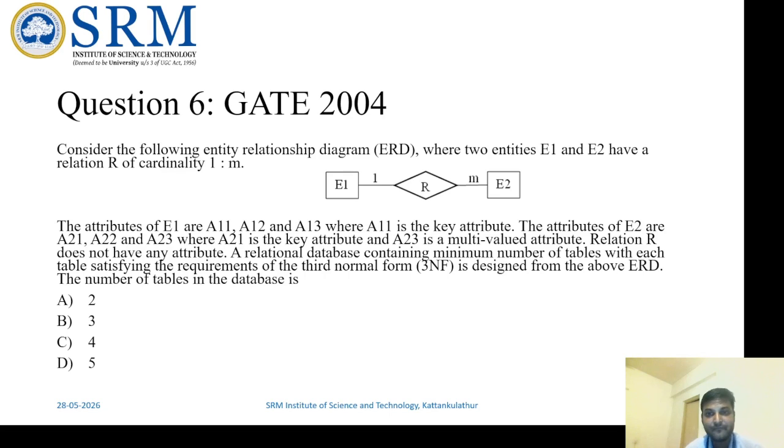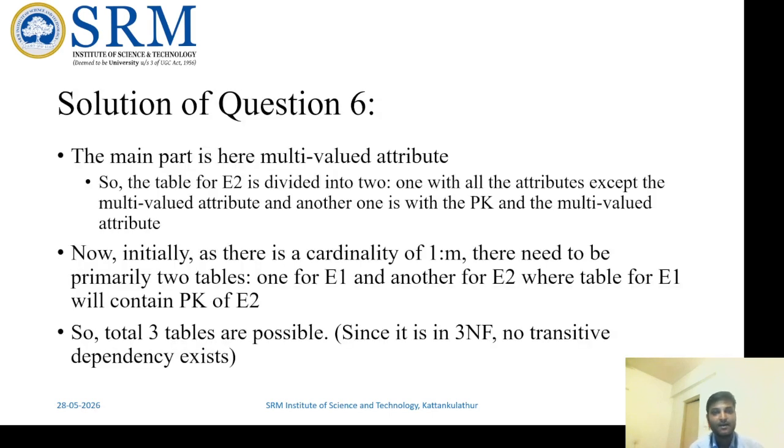Anybody can say. But the thing is, multi-valued attributes belong to the entity E2. So this is the main thing, that's why the question is important. And it is explained as it is. The main part is the multi-valued attribute. So the table for E2 is divided into two. One with all the attributes except the multi-valued attributes, and another one with the primary key and the multi-valued attribute. So what will happen?